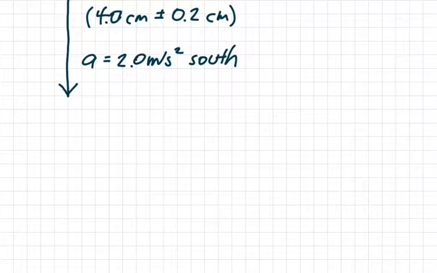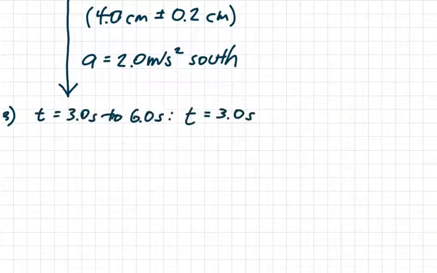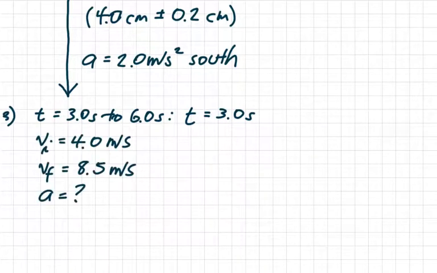So number 3 is interesting. It gives us a table of times and speeds, but it says in the problem that the acceleration is constant. So I don't actually need 3 rows in this table. I really just need 2. I want to know how much time has passed, and I want to know what's the change in velocity, what's the delta v. So I can see that from 3 seconds to 6 seconds, in that time period, my v initial is 4 meters per second, and my v final is 8.5 meters per second.